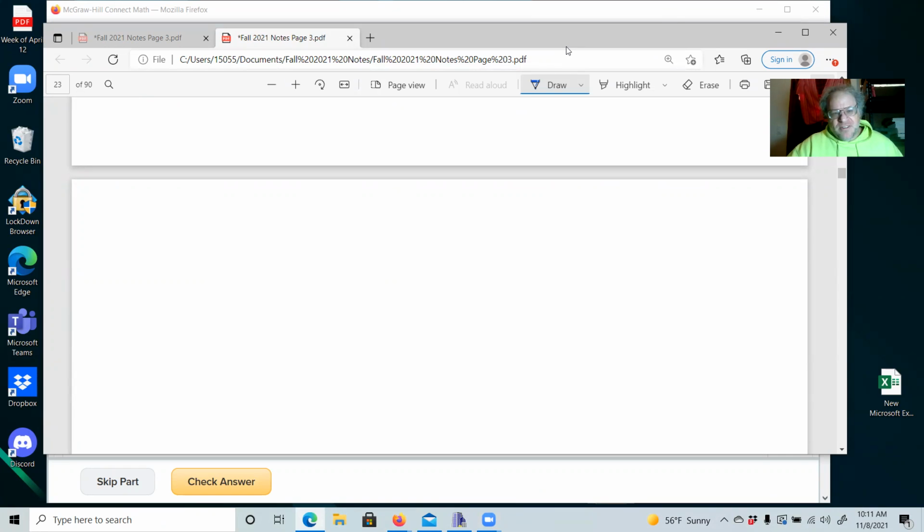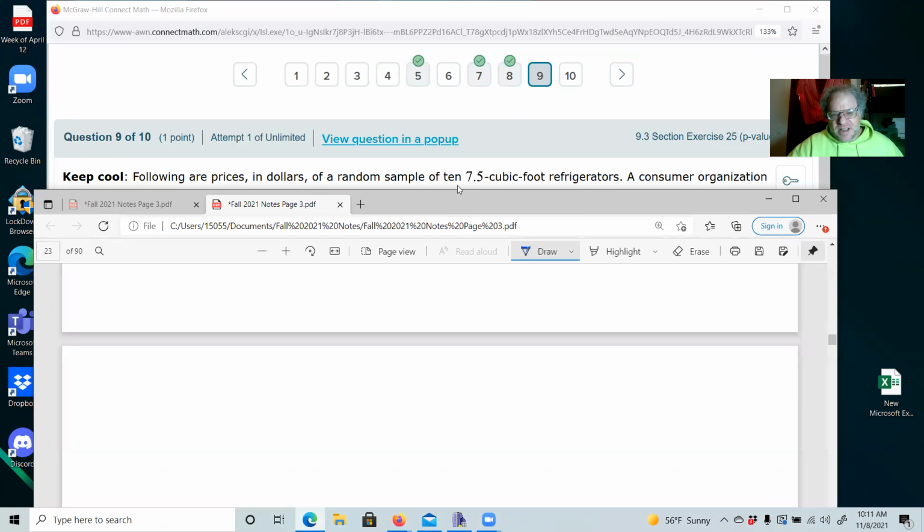So the following are prices in dollars of a random sample of 10 7.5 cubic foot refrigerators. Okay. A consumer organization reports the mean price of a 7.5 cubic foot refrigerator is less than $360. Do the data provide convincing evidence of this claim?